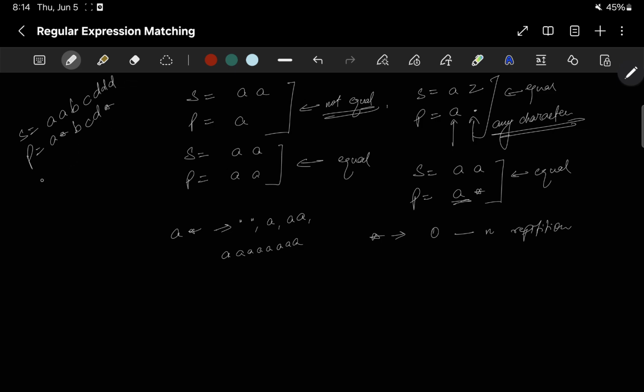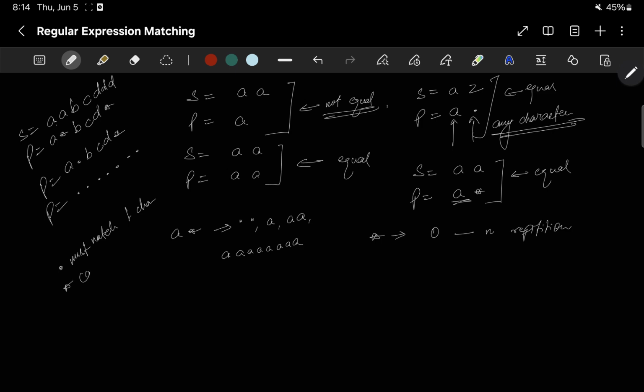P can also be A dot B, C, D star, right? P can also match dot dot dot dot dot dot dot. Because dot matches one character, right? So if we have 7 characters, if you have 7 dots, they match. So dot must match one character.